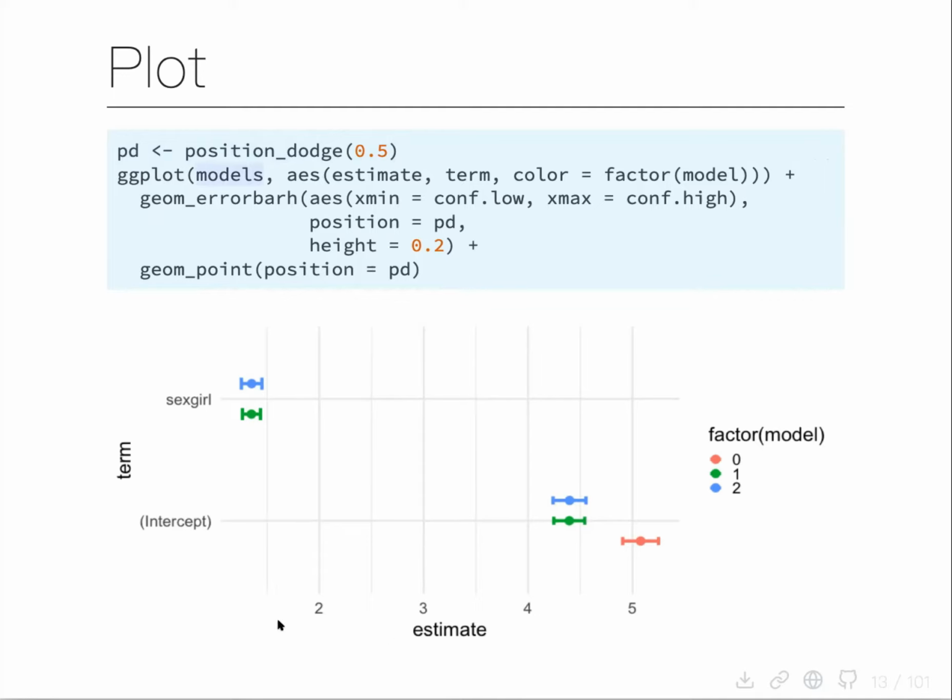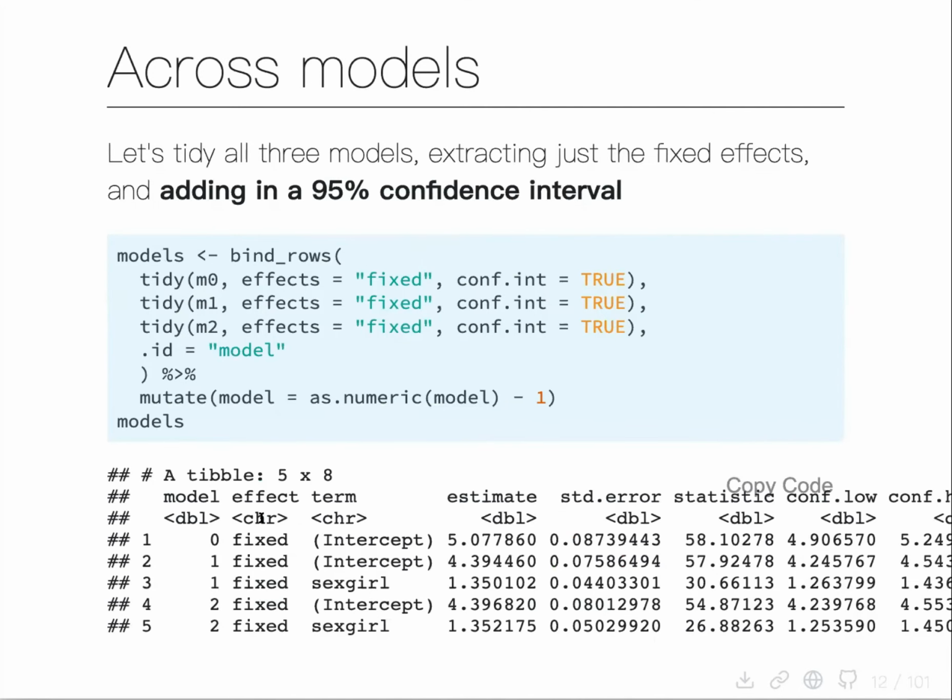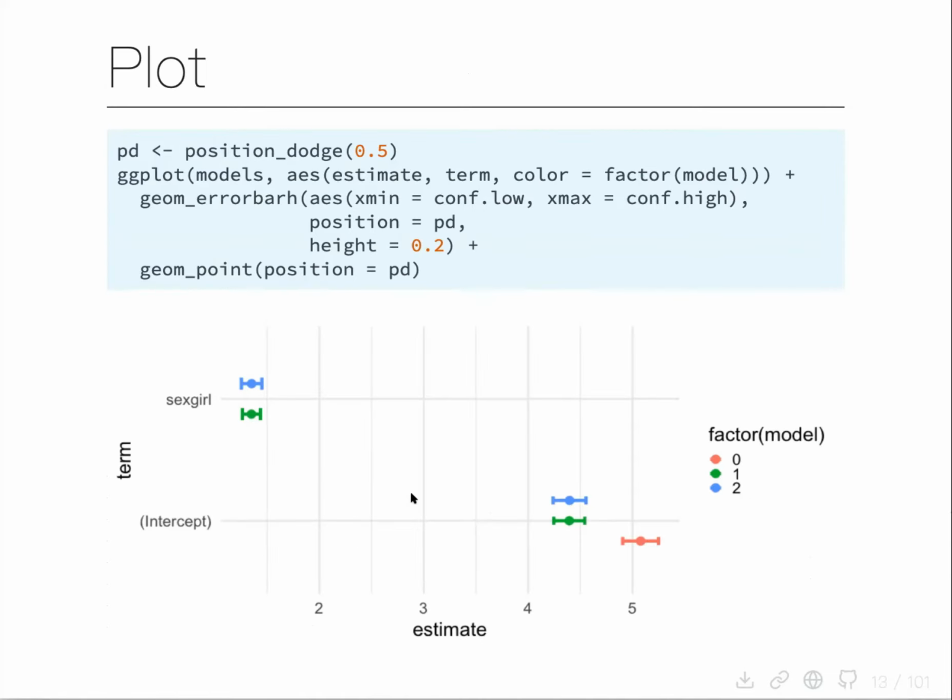So then I'm going to call ggplot, and I'm going to plot my models data frame. I'm going to put estimate on the x-axis and term on the y-axis. So if we go back to our data set, it looks like this, right? Estimate goes on the x-axis. Term, either intercept or sex girl, goes on the y-axis, okay? And then I'm going to have the color be equal to the model, okay? Notice I'm calling factor on this though, because it's a number and I want it to think of it as categorical, okay? So then I get factor(model), that means I get three separate points for these things, okay? Then we say geom_errorbarh.